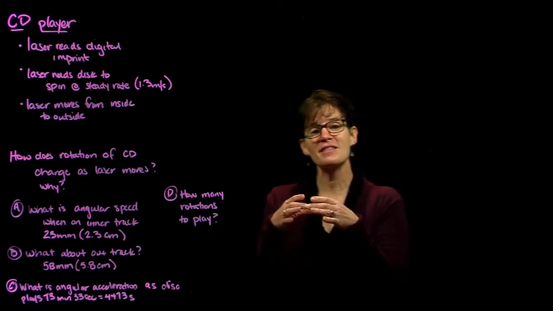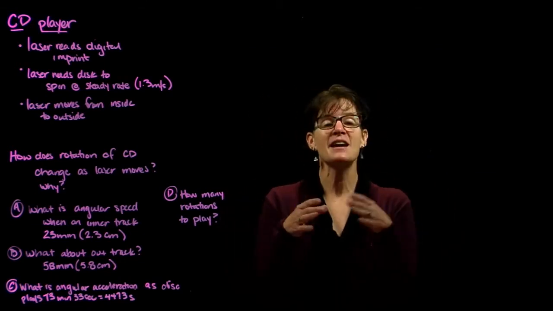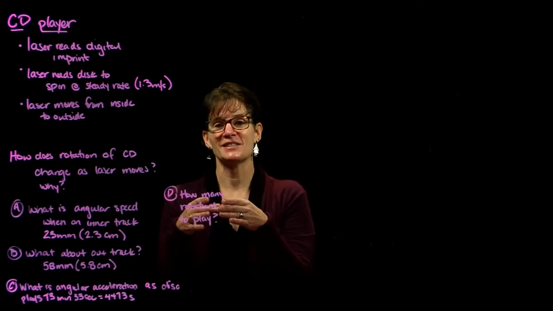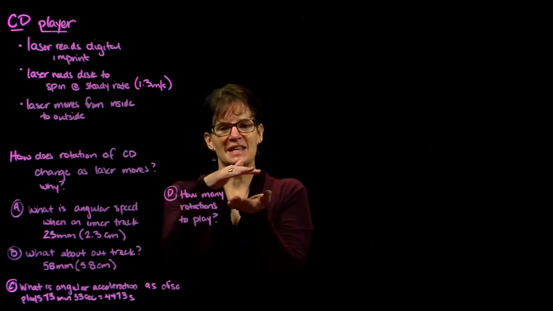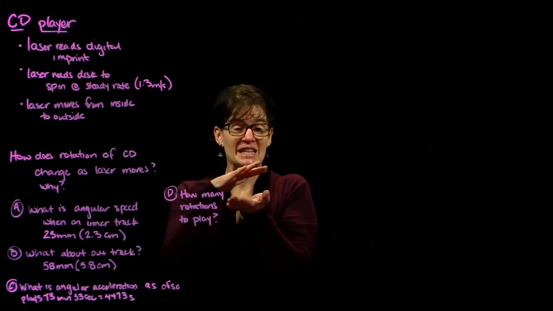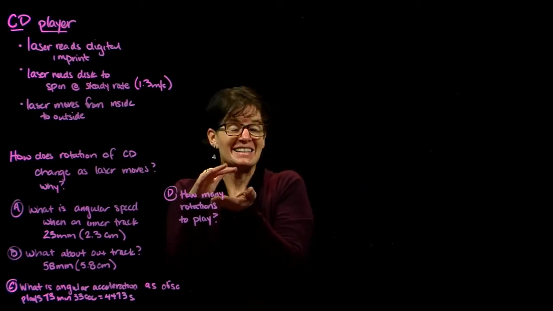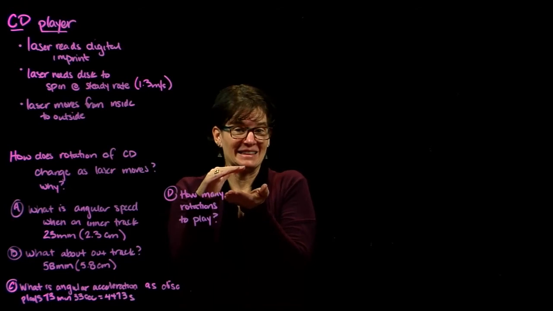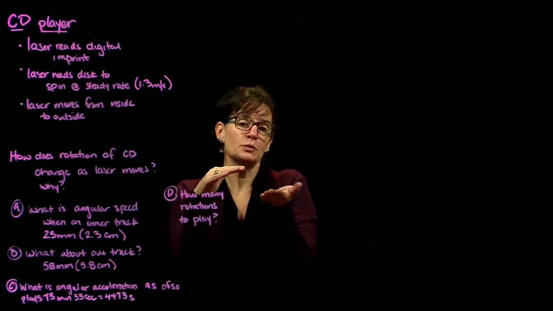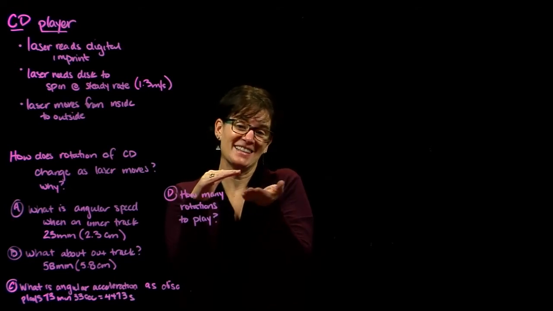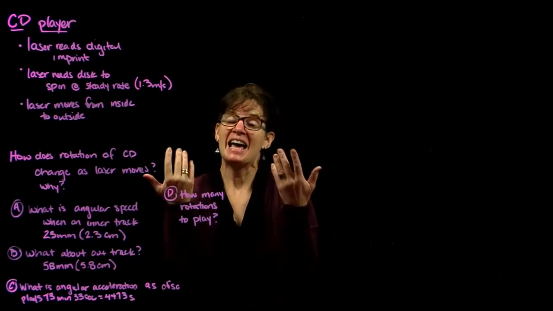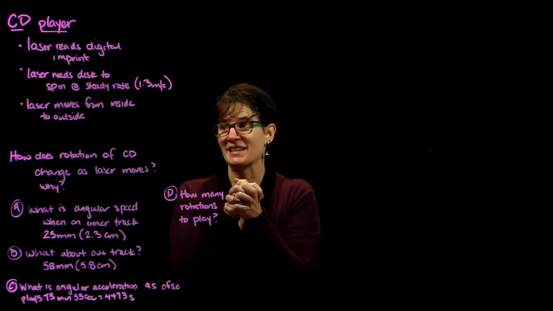How the data was encoded on that disc was read by a laser. Underneath the disc, a laser would be reading the encoding on the grooves on the disc. And as the disc played, as it spun, the laser would move from the inside of the disc to the outside of the disc as it read the data on that disc.